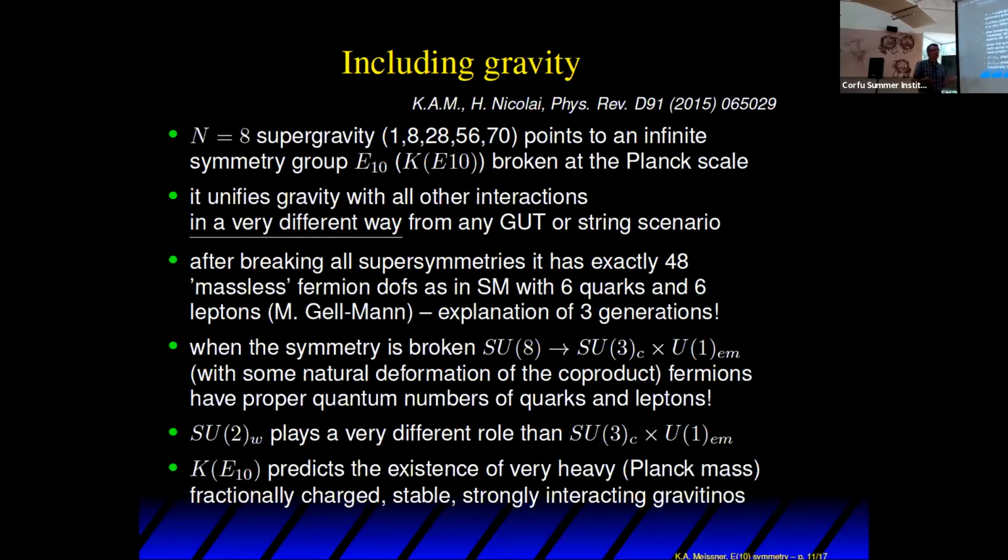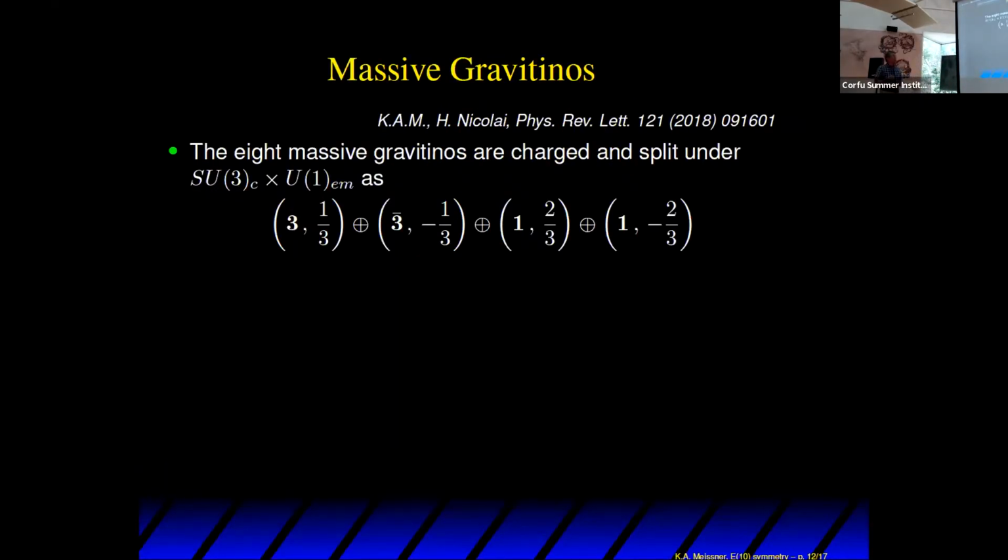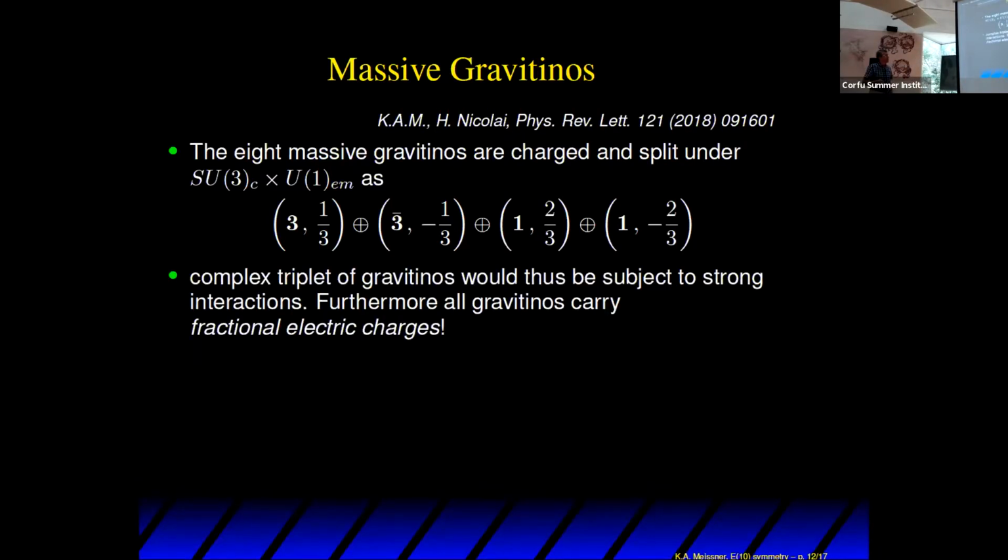and strongly interacting gravitinos. Now I come to gravitinos, because they are Planck mass, so one would say there is no chance of seeing them, but actually there is, and that's what I want to talk about. The 8 massive gravitinos are charged and split under SU3 color. We have a triplet, anti-triplet, and 2 scalars, and 1/3 is the electromagnetic charge. So they are subject to strong interactions, so in a sense they can combine with, for example, D bar, making a quote-unquote meson out of it.